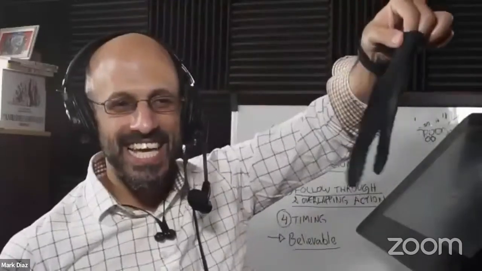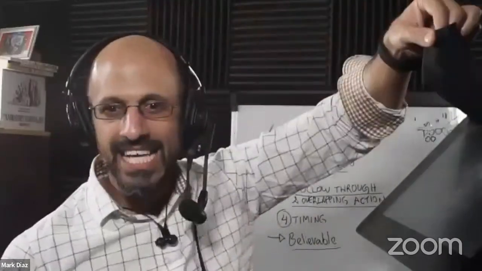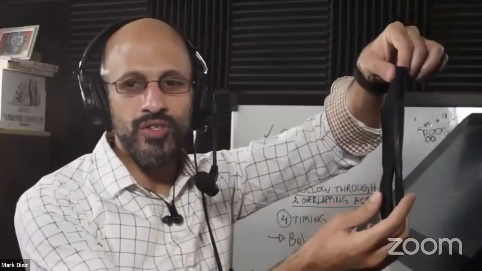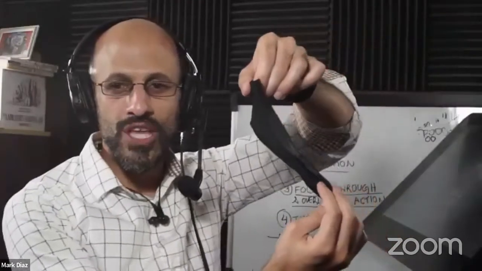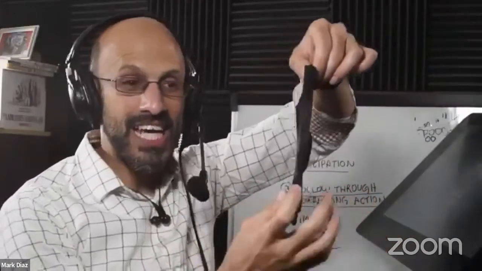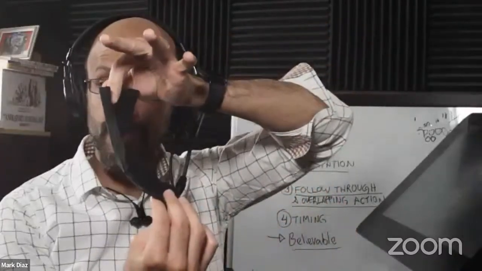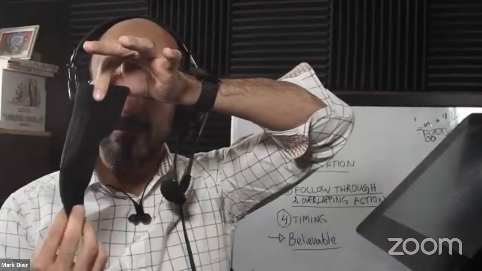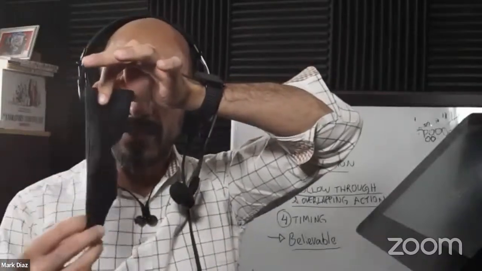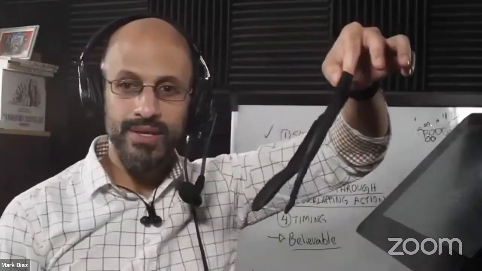So this has overlapping action. It has follow through. If I played this in slow motion, it would go like this. And then this part is being dragged into the motion. And then I stop, and then we have the follow through and overlapping action, right? It goes like this, right? So that is follow through and overlapping action.